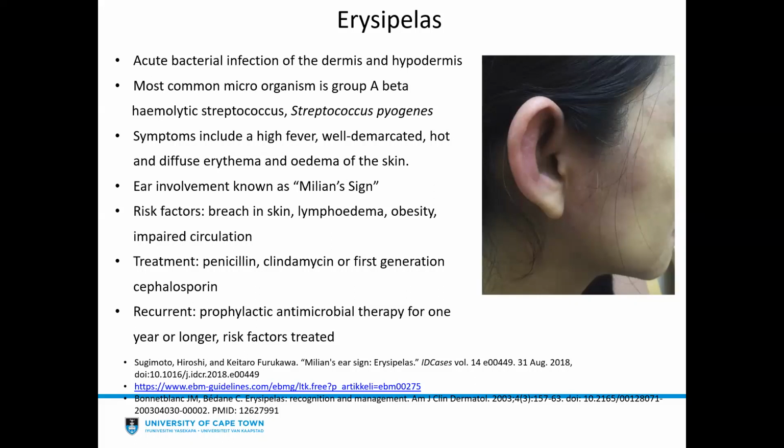You can also use a first-generation cephalosporin for these patients, like cefalexin. It's important to follow up these patients because there can be recurrent episodes that can result in cartilage damage, specifically in the pinna. So prophylactic antimicrobial therapy is recommended. And again, it's the same antibiotic that you would use in the acute setting, but you would use it for about a year, sometimes even longer, depending on the response of the patient. It's important to also treat the underlying risk factors so that these patients don't get a recurrent infection.